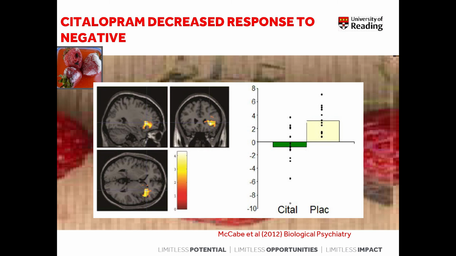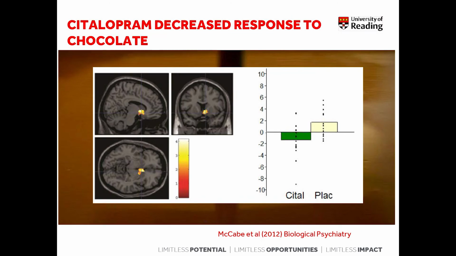But what happens when you give citalopram and you're processing chocolate? Well, it also takes out the chocolate. So here in the cream we have placebo, a normal healthy response when you get chocolate. This is the ventral striatum, a really key part of the reward system in the human brain, heavily innervated by dopamine. And when you give citalopram, it takes it away.